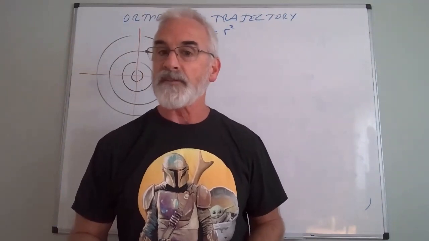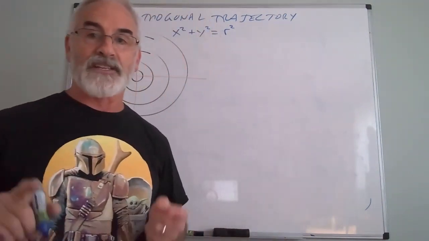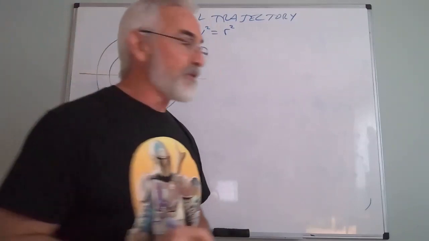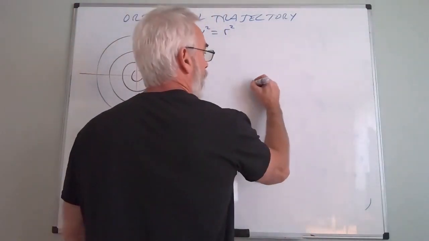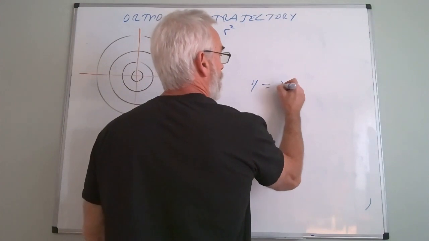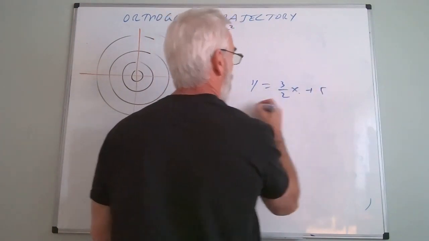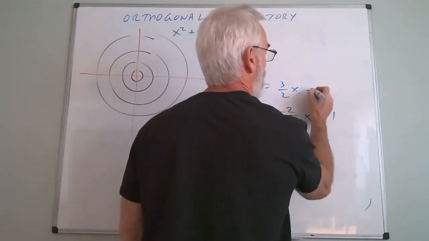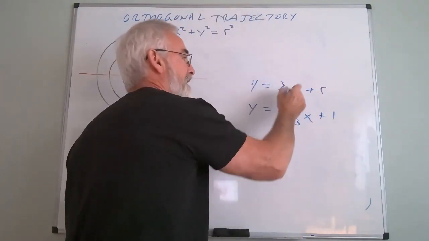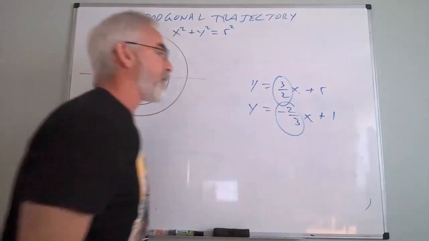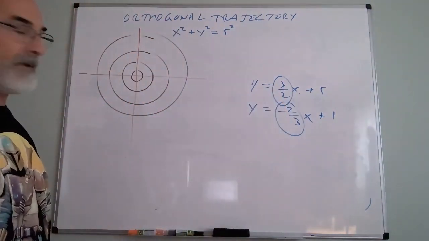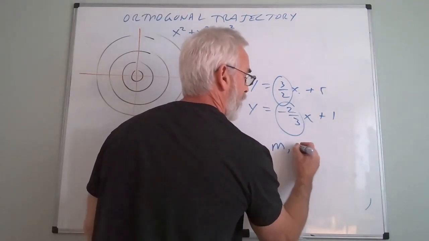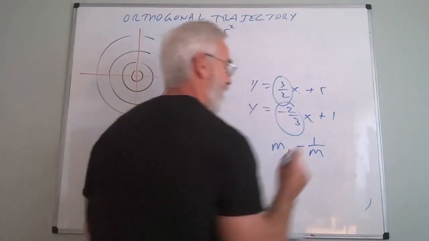We say that lines, when the product of their slopes is -1, then we say the lines are perpendicular. So if I had a line, let's say y equals 3/2 x plus 5, and then I had another line, y equals -2/3 x plus 1, we'd say these lines are perpendicular because the product of the slopes is -1. Another way of thinking about it, if one of the slopes is m, then the other one must be -1/m.